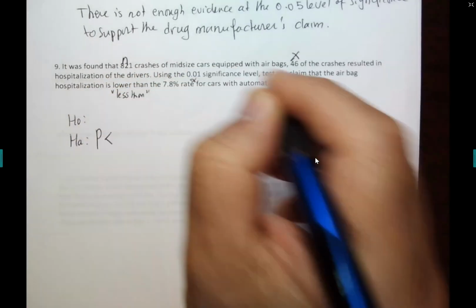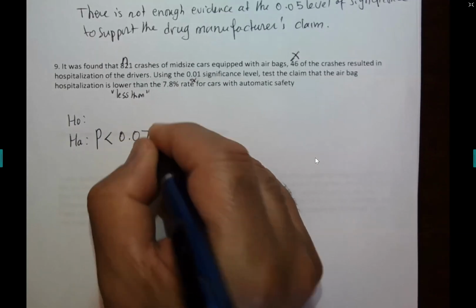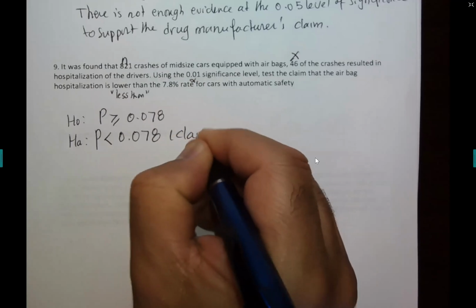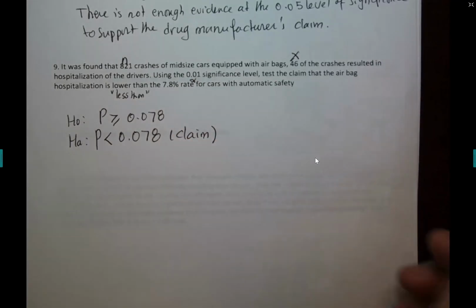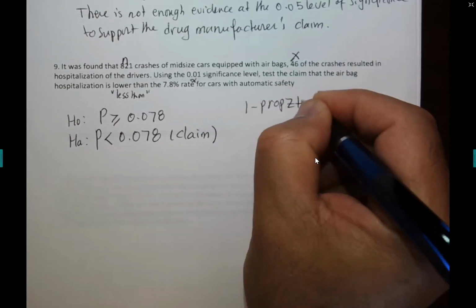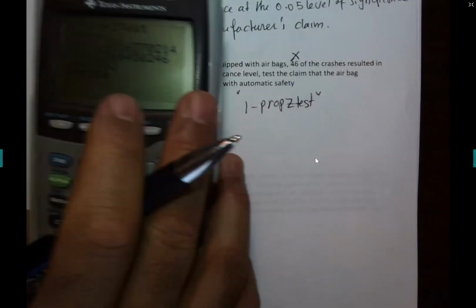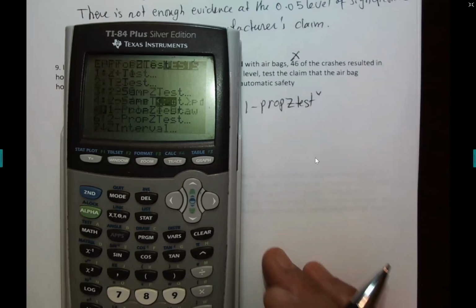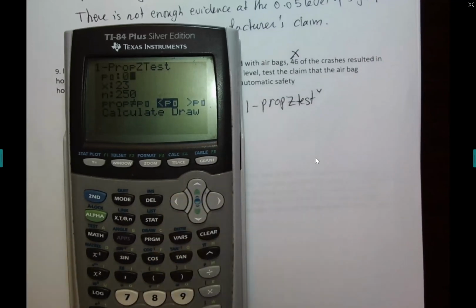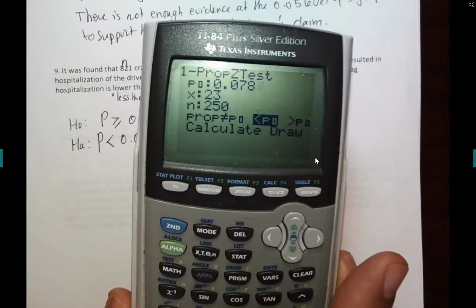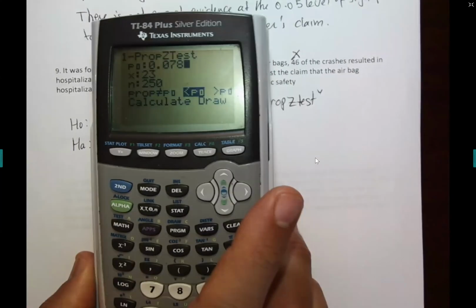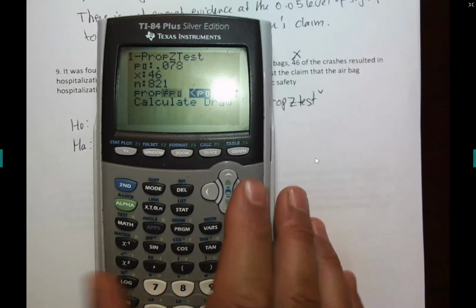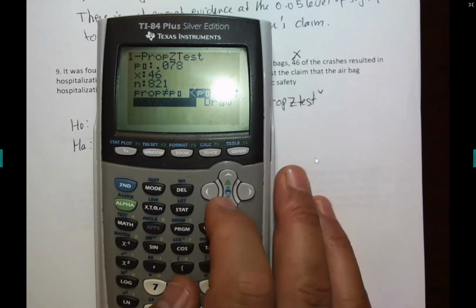Anytime he talks about percent, it's a P. 7.8% changes to a decimal, 0.078, and that's the claim. All right, it's again a one proportion Z test. Just do it with me, guys, as I go over it. Stat, tests, number 5, it is number 5 on all calculators, 0.078. We got 46 and we got 821, and we're testing that it is lower. Let's hit calculate.